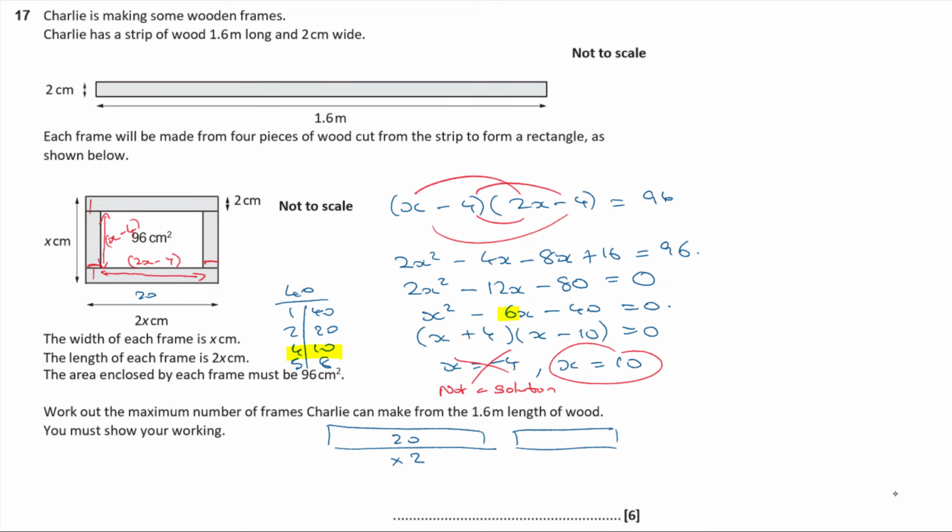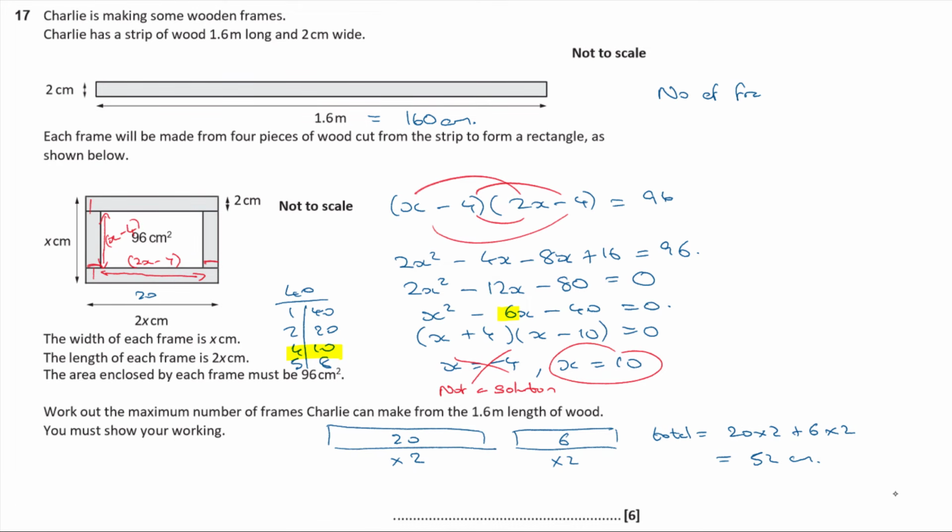So that's going to be a 6 centimeter frame then, isn't it? And I need 2 of those. Okay, so the total required is going to be 20 times 2 plus 6 times 2, which is 40 and 12 is 52 centimeters. Okay, now how much wood have I got? I've got 1.6 meters, which in centimeters is 160 centimeters, isn't it? Okay, so how many frames can I make?